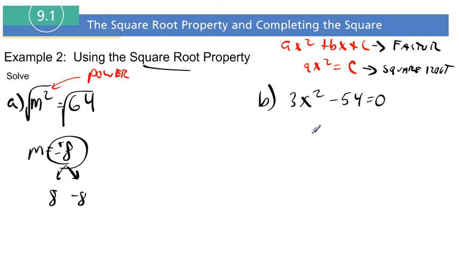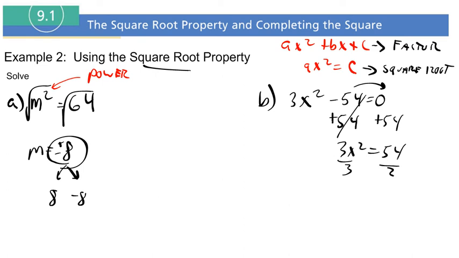Coming over here to example B, I do the same thing. Put the c term on the right side. So I'm going to go ahead and add 54 to both sides. So I get 3x squared equals 54. Now I'm trying to solve for x, but I don't want to take the square root yet. I actually want to get rid of this 3. So I'm going to divide both sides by 3. So I get x squared equals 18.